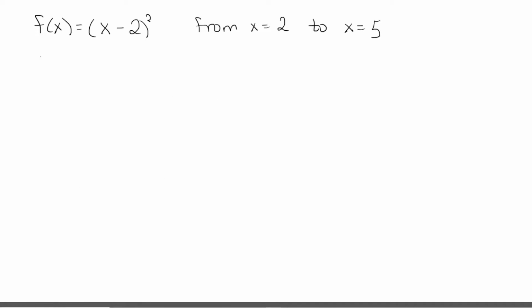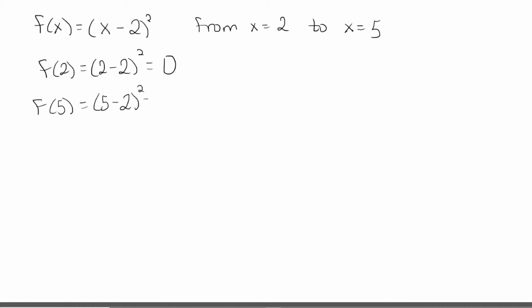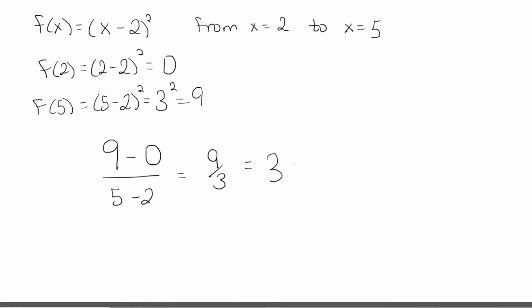This time, let's look at the average rate of change between 2 and 5. f of 2, that's 2 minus 2 squared, which is 0. And f of 5 is 5 minus 2 squared, which is the same thing as 3 squared, or 9. So when I find my average rate of change, I have 9 minus 0 over 5 minus 2. In other words, 9 over 3, or 3.